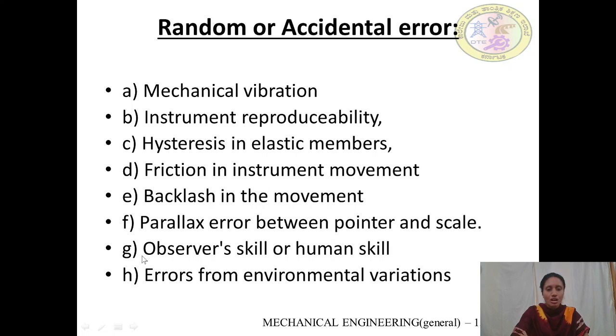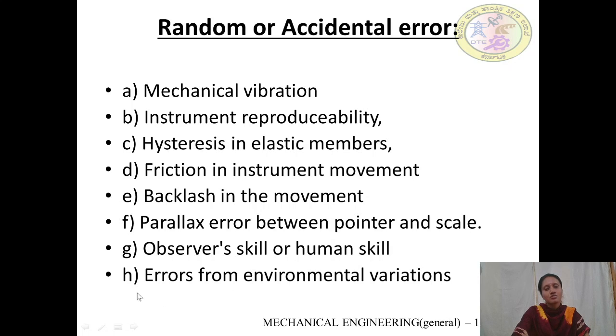So next, observer's skill or human skill. Human skill plays an important role. Again, it is common in beginners. We need to take the readings correctly, and the observer's mental and physical condition should be good. So these all come under human skills.